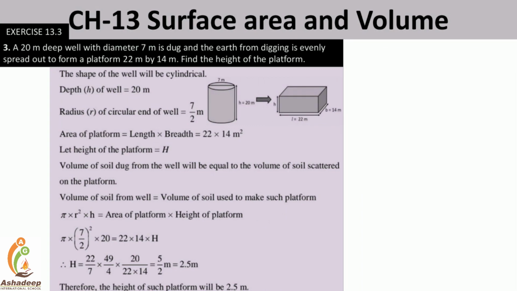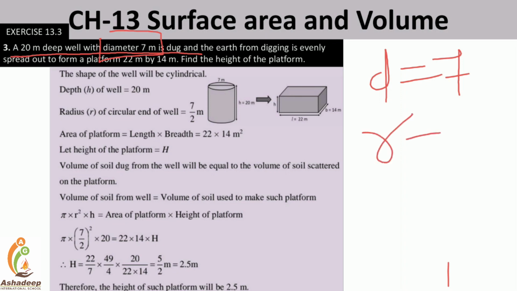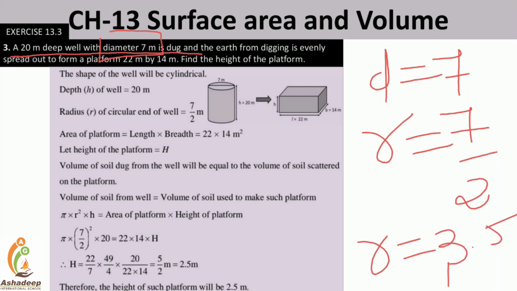So today we are going to see question number 3 of exercise 13.3. A 20-meter deep well of diameter 7. So here we are given diameter is equal to 7, right? So radius is equal to 7 divided by 2, that means r is equal to 3.5, right?